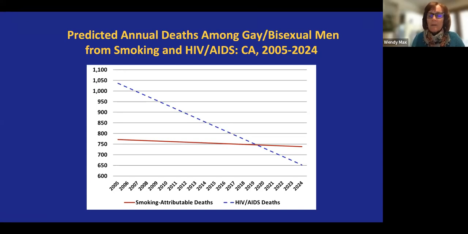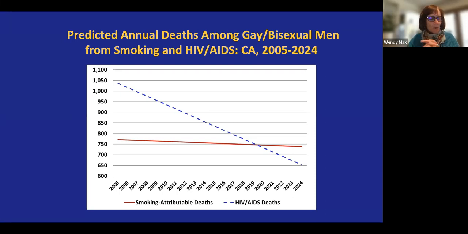Deaths from smoking have also been falling, but much less dramatically. What that means is that eventually, and from our data we predicted it would be around the year 2000, I think, deaths from tobacco would claim more lives among the gay and bisexual community in California than HIV. Again, this was an interesting way to present it.